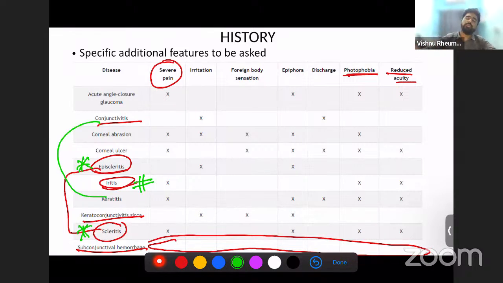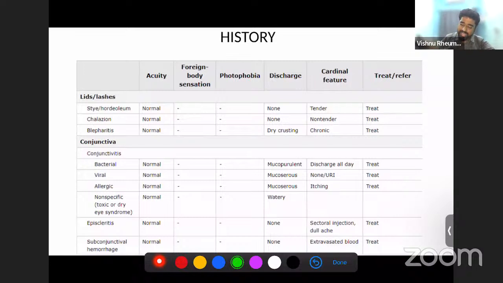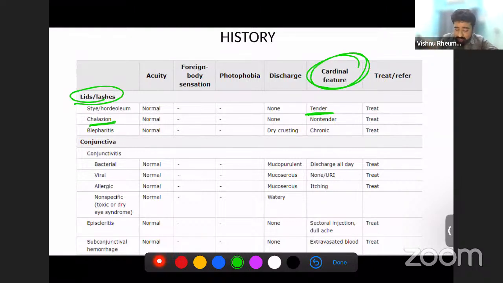Acute angle glaucoma is something of a red flag sign. Once you have that particular possibility, you will directly refer to the ophthalmologist. So again, here mainly you can focus only on the cardinal feature. If there is adnexal involvement, that is lids or lashes, and it is tender, most likely it's a stye or hordeolum. If it is non-tender, it's a chalazion, and if it is chronic, then usually it's the inflammation of the lid, that is blepharitis. Conjunctivitis, again, you will have significant discharge as your main complaint. There will not be much pain, it will be significant discharge.